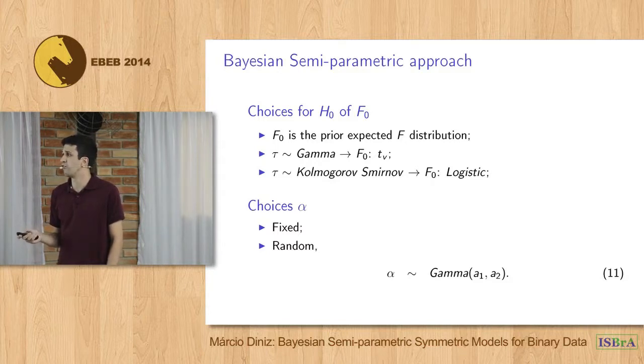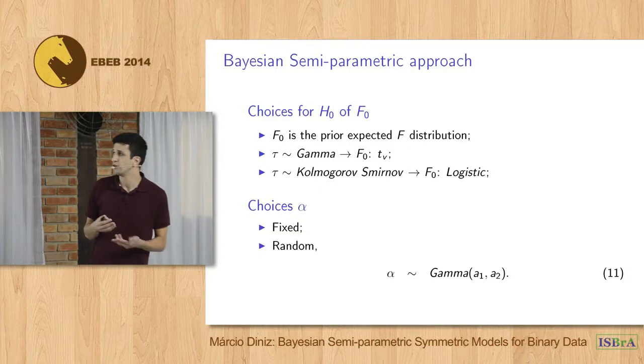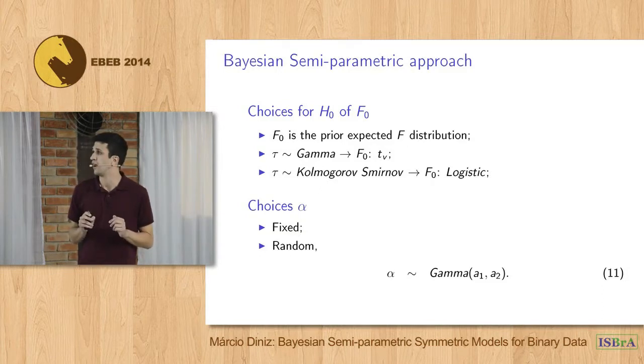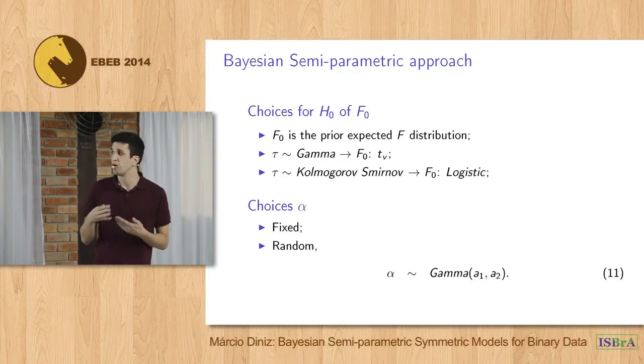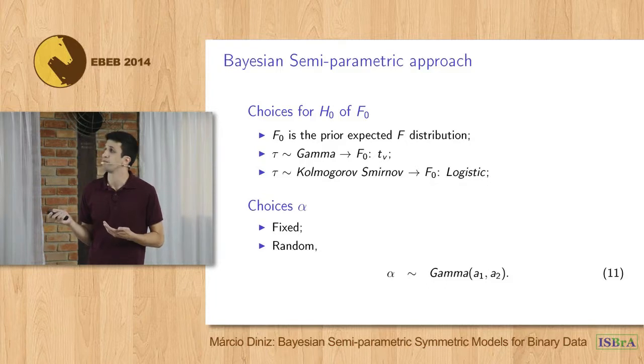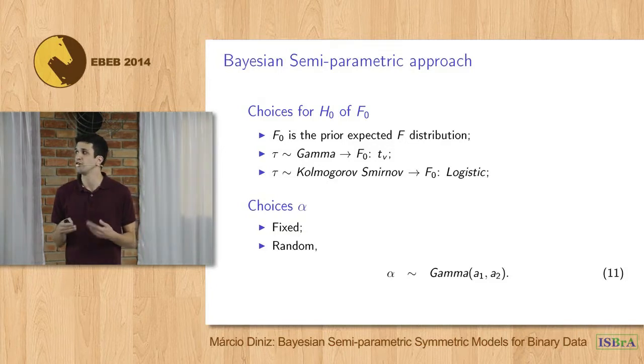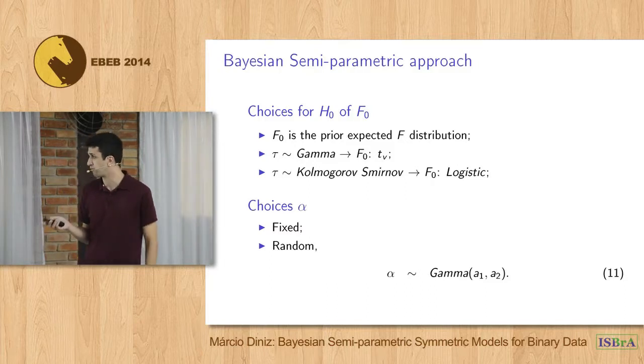The dispersion parameter alpha could be fixed or random. If it's random, then we attribute a gamma distribution to alpha. There are two interpretations of alpha. Alpha could be considered the degree of confidence we have about our base distribution H0, or alpha controls the number of clusters of the precision parameter tau.